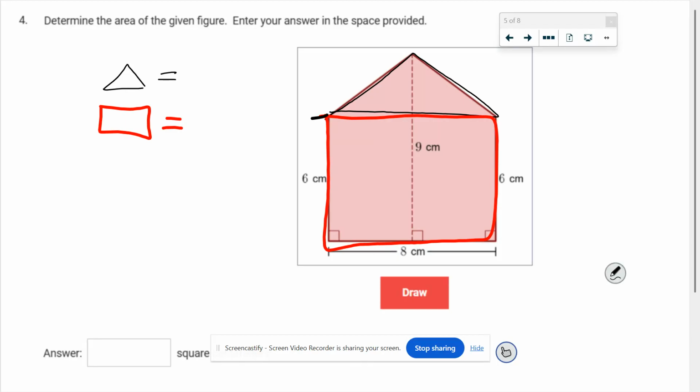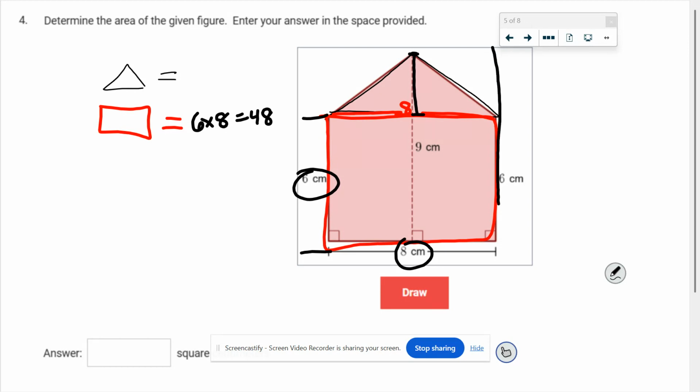All right, our rectangle is very clearly 6 times 8, which is 48. Now for our triangle. We do have a base of 8, but we need to find our height. We want a height that goes from the base of the triangle up to the opposite tip. We know that the entire figure is 9 centimeters, as it shows in the middle. The height of the rectangle is 6.